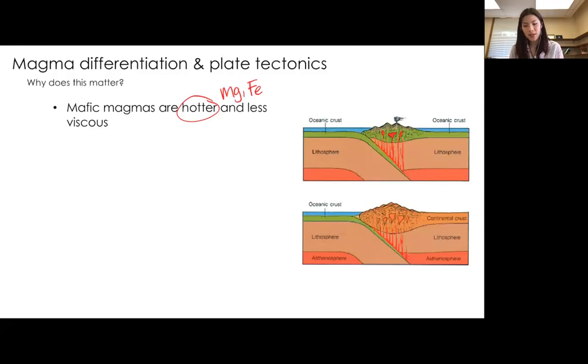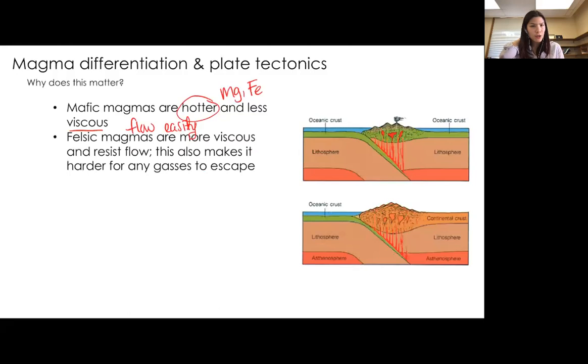And because they're hotter and because they contain magnesium and iron, they tend to be less viscous. So they flow easily. So Hawaii is an example of a mafic magma. We see the eruptions that come out of the Hawaiian volcanoes to be very flow-like. They're able to travel long distances and they contain those ropey, pahoehoe textures, which again indicate some ability to flow. In contrast, felsic magmas are going to be more viscous.